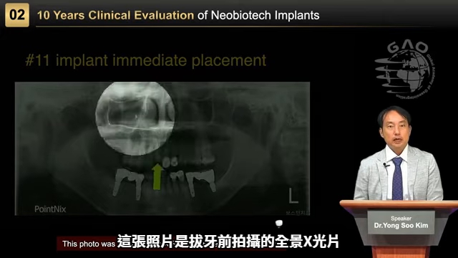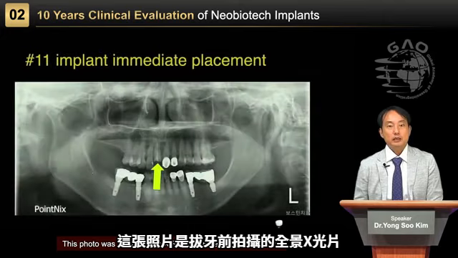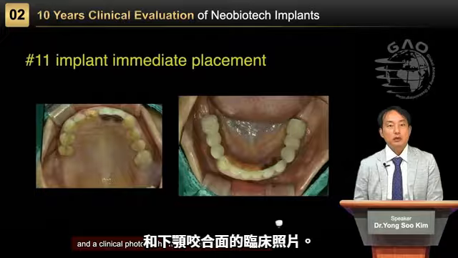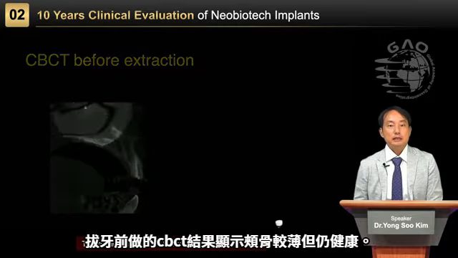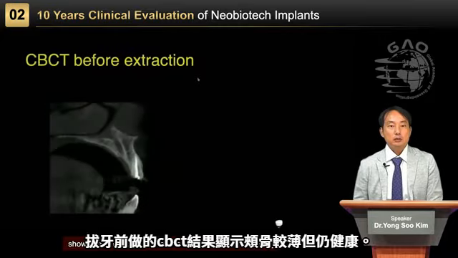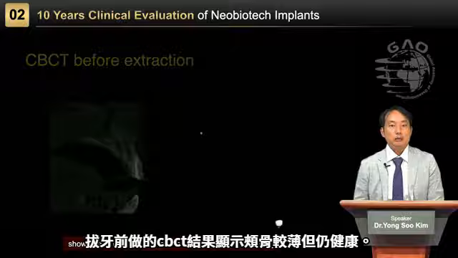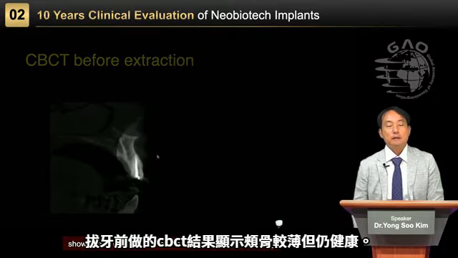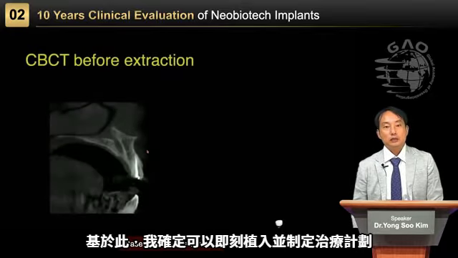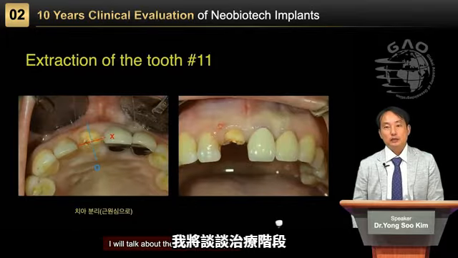This photo is a panoramic X-ray taken before the extraction and a clinical photo of the mandibular occlusal surface. The results of the CBCT taken before the extraction showed that the buccal bone was thin but remained healthy. Based on this, I determined that immediate placement was possible and established a treatment plan. I will talk about the treatment stages.